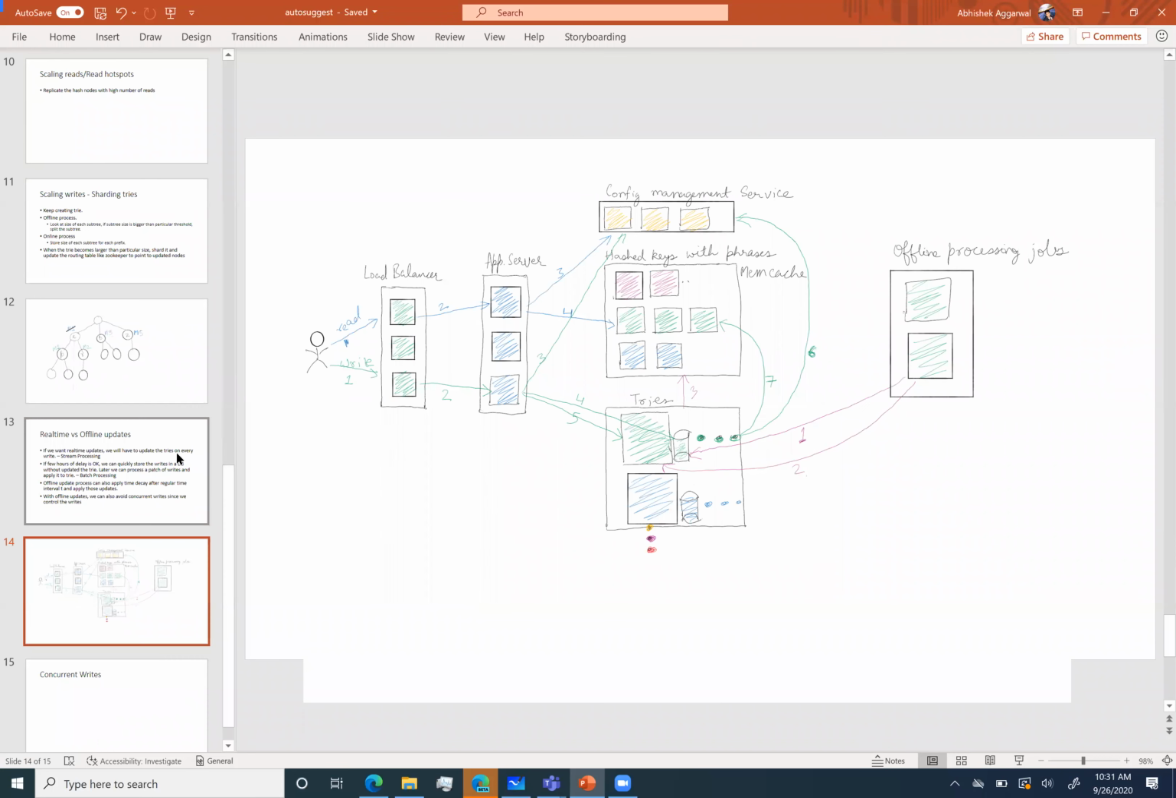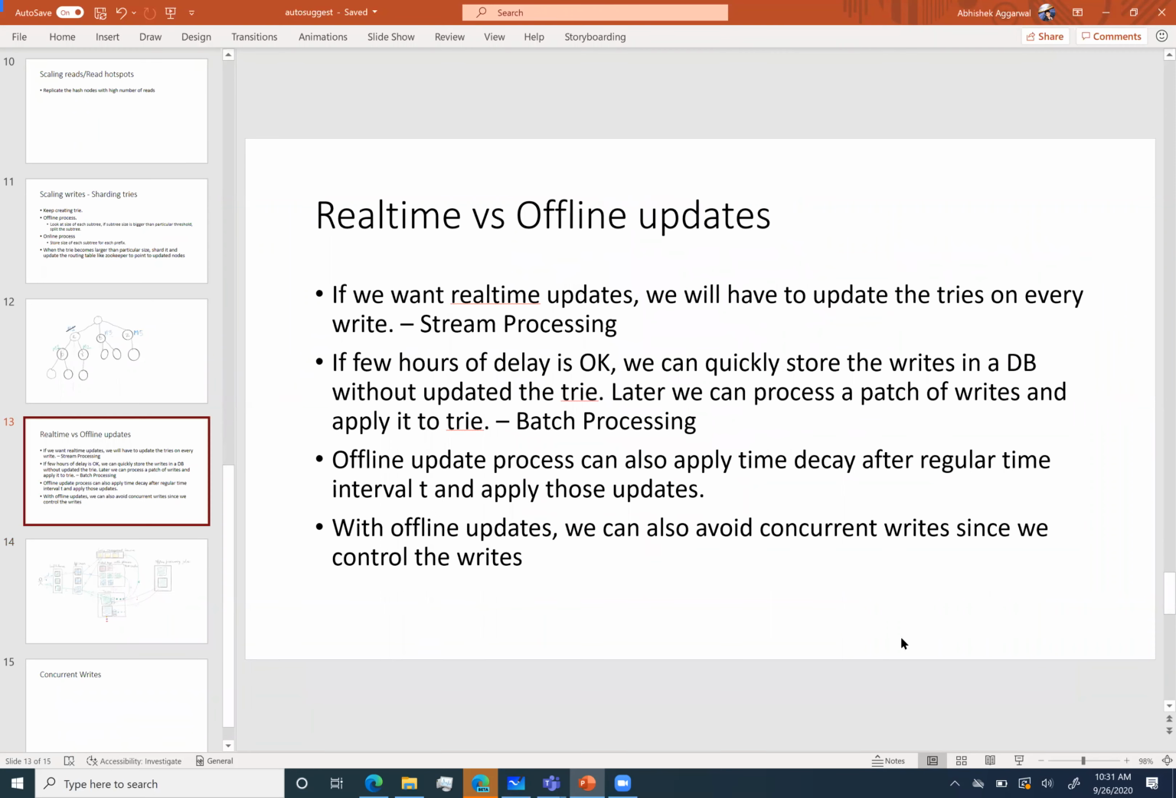So when we go to the final design, you will see that when you're updating the tries, you are also updating it in a DB and the in-memory trie so that you don't lose your information. So yeah, let me completely finish my slides.